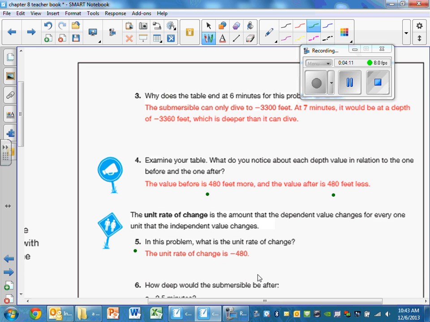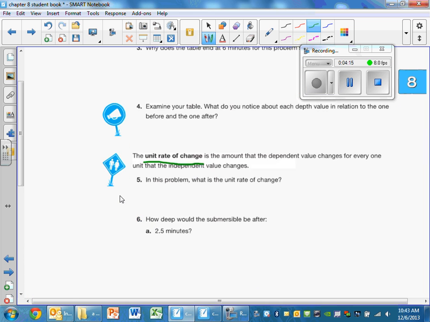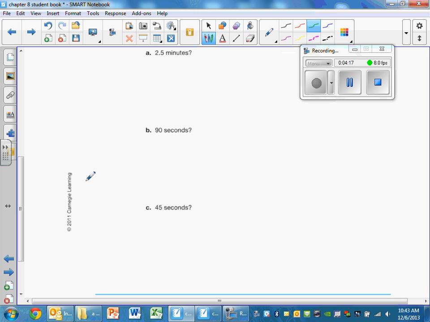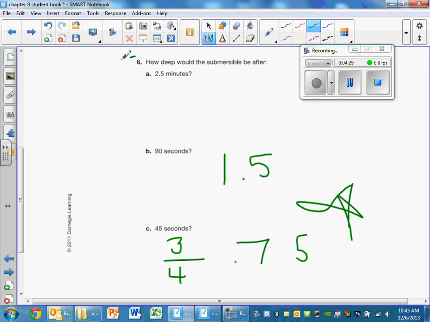Let's try 6A, B, and C. Just know that 90 seconds is 1.5 minutes, 45 seconds is 3/4 of a minute, or 0.75. You could plug that in for your equation. We can check those in class on Monday. Do number 6, A, B, C.